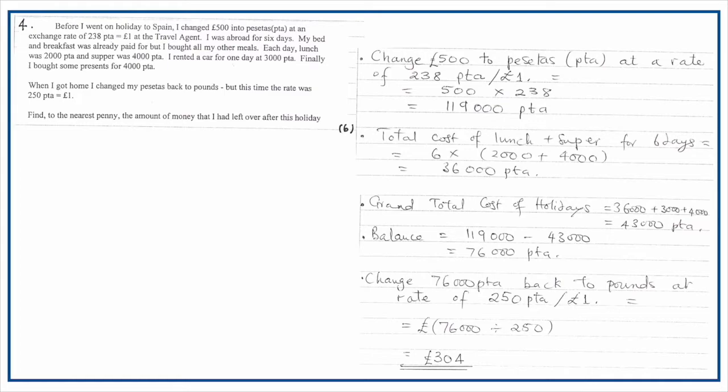We now change 76,000 PTA back to pounds at a rate of 250 PTA per pound, which is 76,000 divided by 250, equal to 304 pounds.